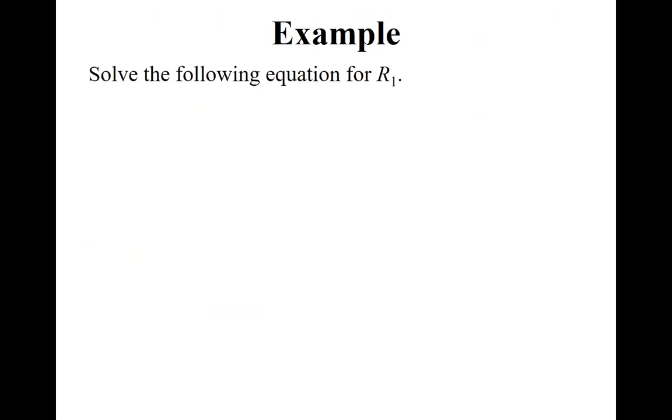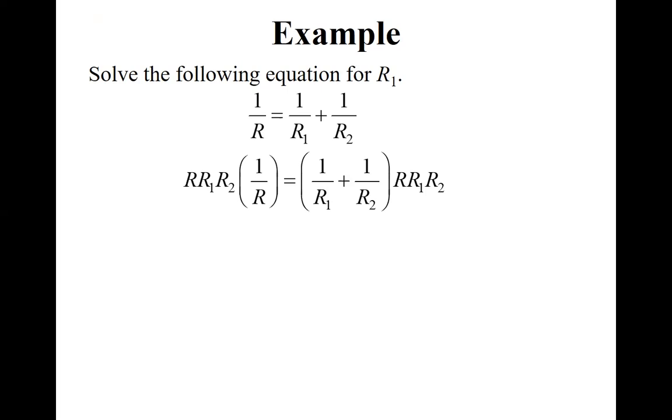Solve the following equation for the variable r sub 1. Well, that's interesting. That implies there's more than one r. Oh, wow, there is. 1/r = 1/r₁ + 1/r₂. We want to solve for r₁. When we see a rational equation, we think LCD. The least common denominator here is going to be r · r₁ · r₂. So we multiply both sides by r · r₁ · r₂.